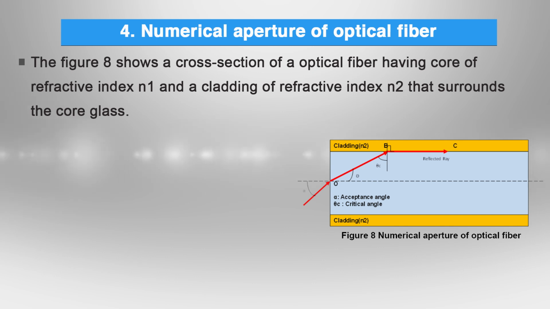The refracted ray for this incident ray is in the core, then is incident on the core-cladding interface at the critical angle theta c of the core with respect to the cladding. The angle of refraction for the critical angle of incidence is 90 degrees, and the refracted ray thus grazes along the core-cladding boundary, which is shown in the figure.